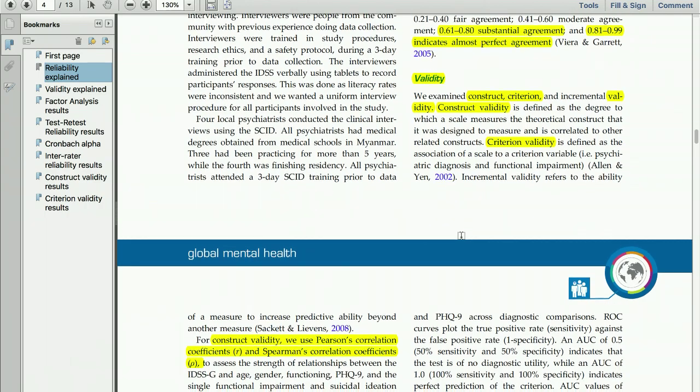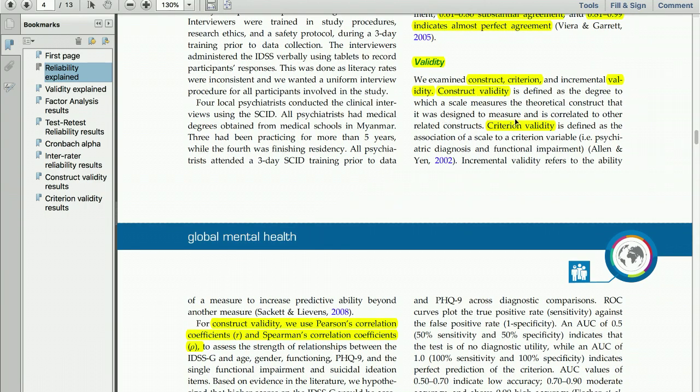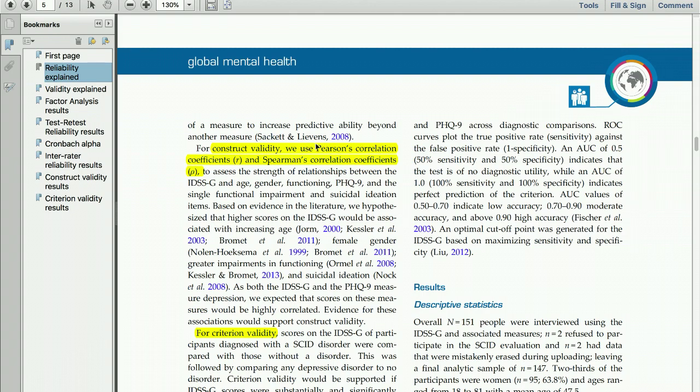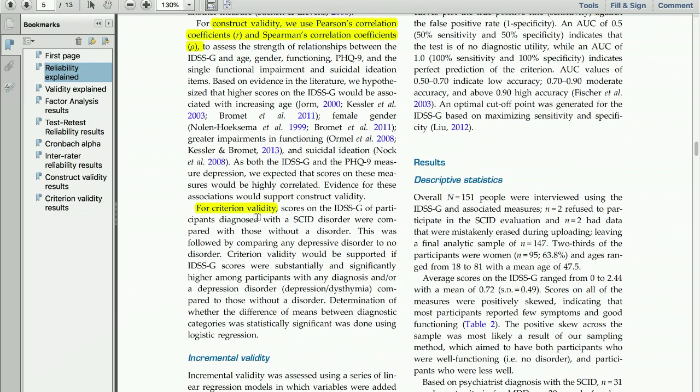If we go down to validity, the two validity tests that we're going to talk about are construct validity and criterion validity. They will test construct validity by, again, using Pearson's correlation coefficient and Spearman's correlation coefficient. And then for criterion validity, they will use, I believe it was logistic regression. We'll see that later on.